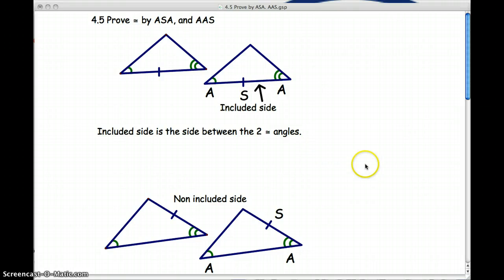So if you look here on this particular triangle, you have an angle that's congruent to an angle over here, and then you have a side, same side, a congruent angle over here, and a congruent angle here. So now you have angle, side, angle.